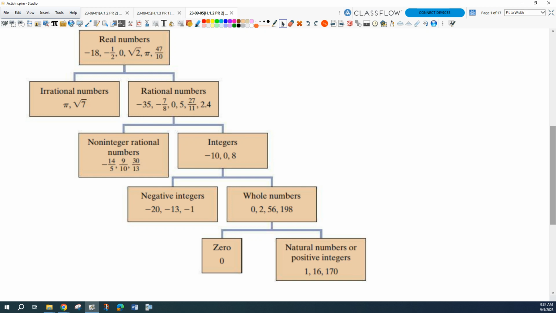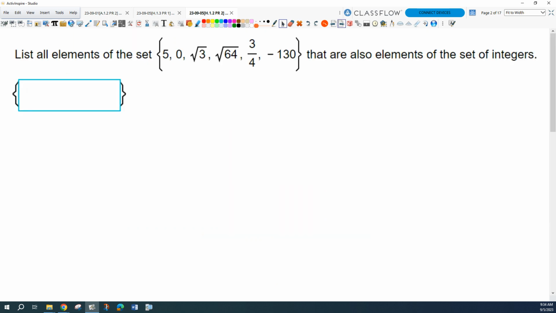Okay, good, good. All right, so let's just practice a little bit. List all the elements of the set that are also elements of the set of integers. Okay, so we'll just go thumbs on this. Vote with your thumbs. 5. Good. 5 works, doesn't it? 0. Good. Square root of 3. Doesn't work. Thumbs down. Square root of 64. Yes, thumbs up because square root of 64 simplifies to 8. 3/4. No. It's negative 130. Yeah, okay, so we're good. We can fly through this stuff. We're good with all this.